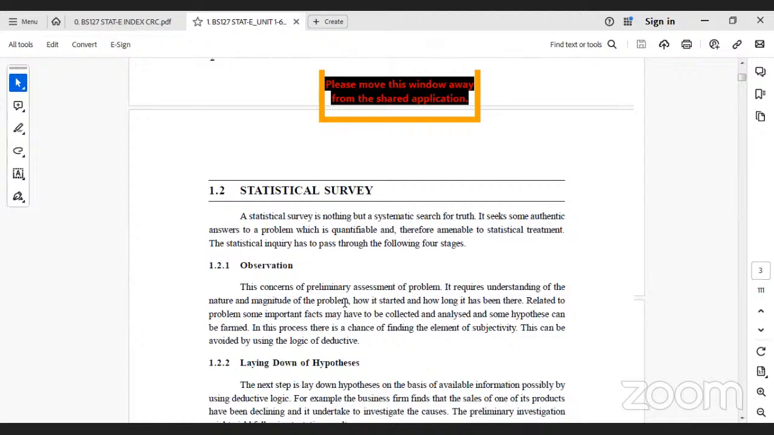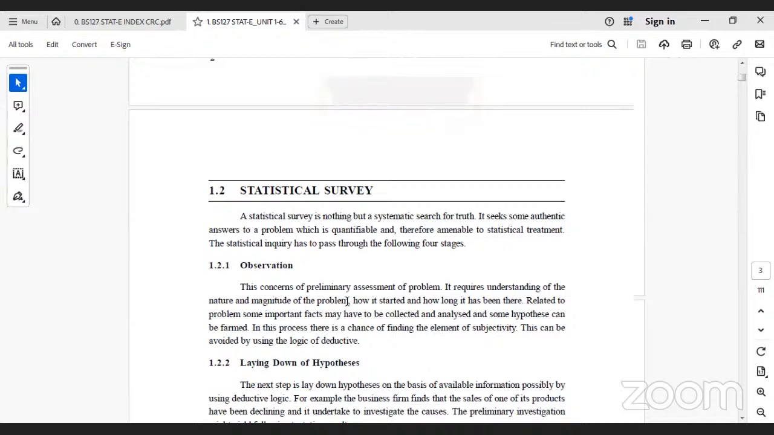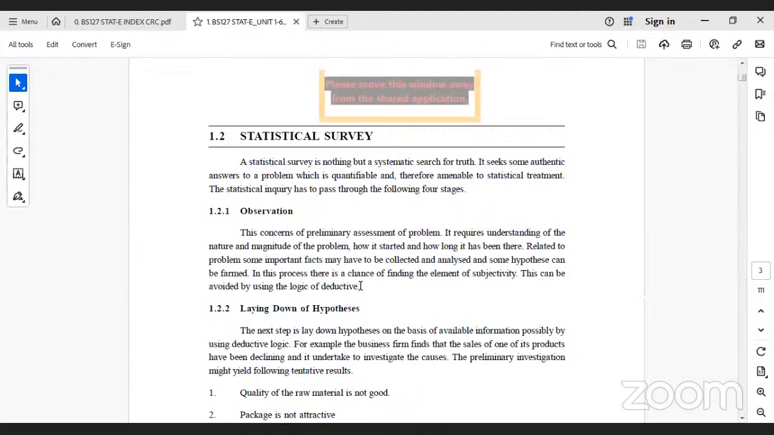A statistical survey is nothing but the systematic search for truth, for some authentic answer to a problem which is quantifiable and therefore amenable to statistical treatment. The statistical inquiry has to pass the following four stages. First, observation. It concerns preliminary assessment of a problem, which requires understanding the nature and magnitude of the problem, how it started, and how long it has been there. Related to the problem, some important facts may have to be collected and analyzed.